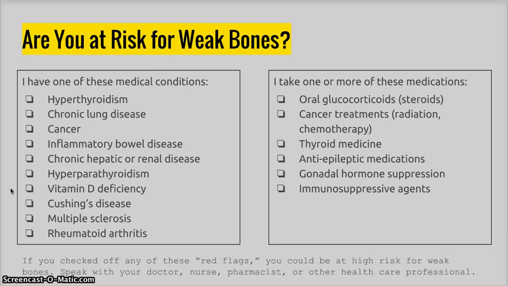There are also many medical conditions and medications that may increase your risk for weak bones. Looking through this checklist for medical conditions and medications, if you have any of the following medical conditions or take any one or more of the following medications, you could be at a higher risk for weak bones. Please speak with your doctor, nurse, pharmacist, or other healthcare professional. If you have not already done so, you may want to take a bone density test as well.